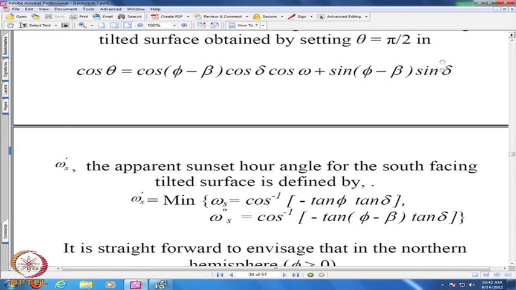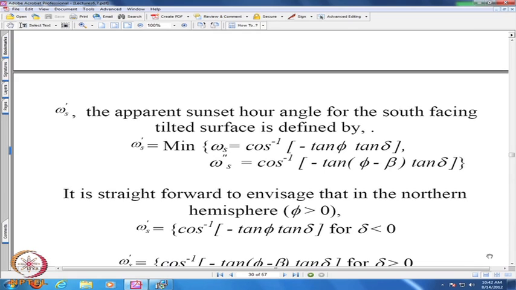Otherwise, mathematically you will get a cos inverse of minus tan phi minus beta tan delta, which may be a larger number or a smaller number than omega S, and the surface cannot receive the radiation beyond which the sun is not shining.